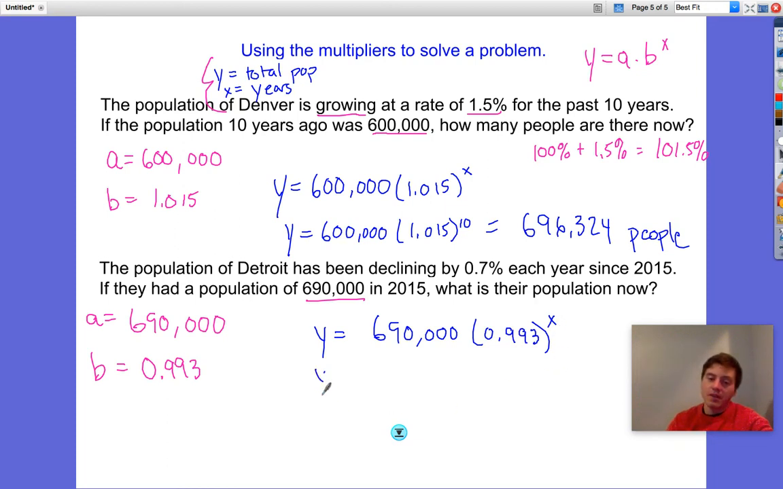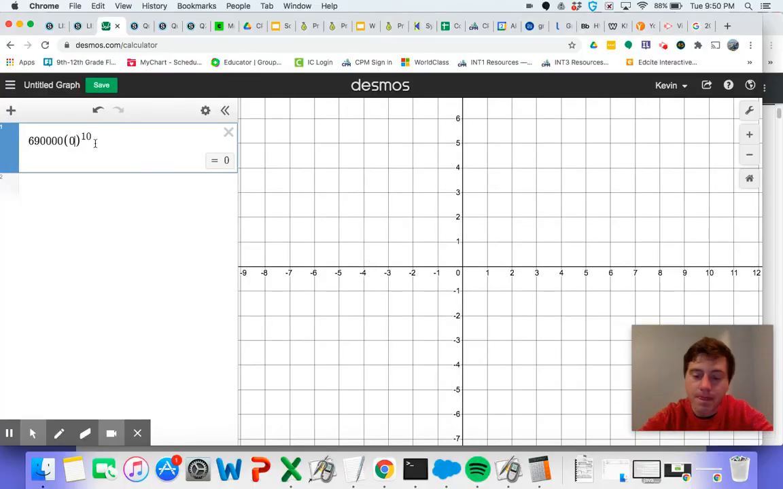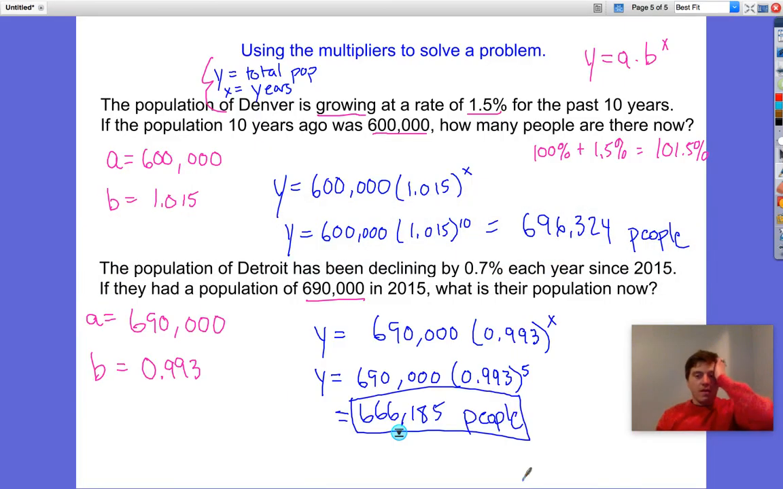All right, so it says that it's happened for the last 5 years. So we're going to do that 5 times. We're going to plug that into the calculator, 690,000 times 0.993 to the 5 years, that makes it 666,185. And there you go.